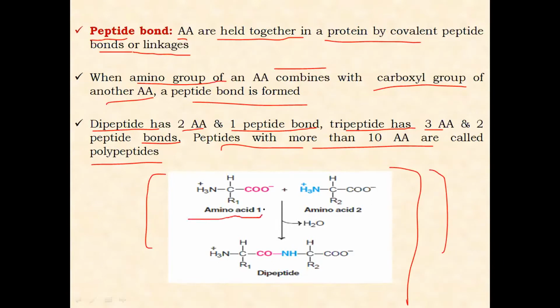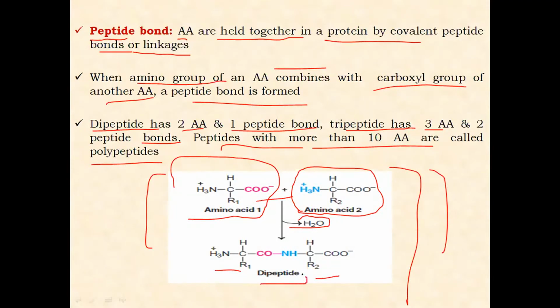This is amino acid 1. This is amino acid 2. So these two combine, and water is released. So this is one amino acid, this is another amino acid. This is a dipeptide. It contains two amino acids and one peptide bond. This is a peptide bond which is formed between the carboxylic group of one amino acid and the amino group of another amino acid. And when tripeptides are formed, it contains two peptide bonds and three amino acids, and so on.